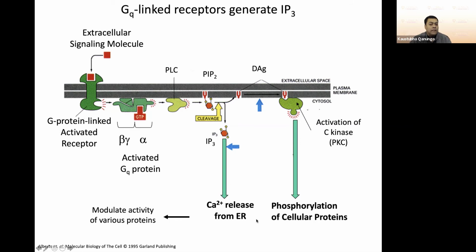This is one of the signaling molecules that will release calcium from the ER and modulate activity. Also, it will form DAG, which will activate protein kinase C, leading to phosphorylation of cellular proteins. So you can see that signaling by phospholipase C can signal in 2 different ways. So definitely remember what these 2 different ways are. That's important, that it can do both, not just one.